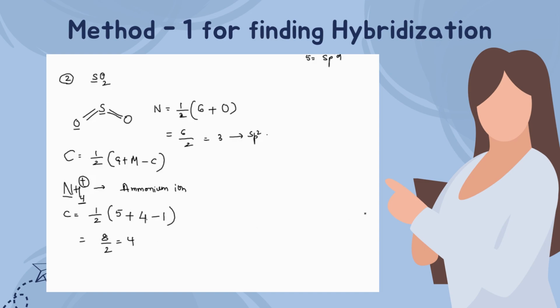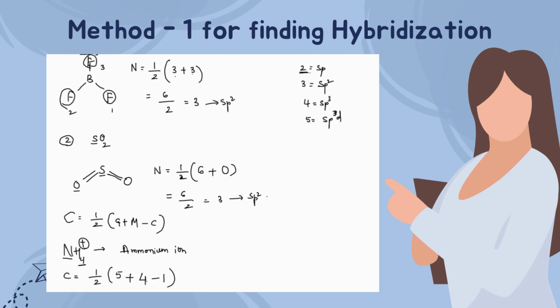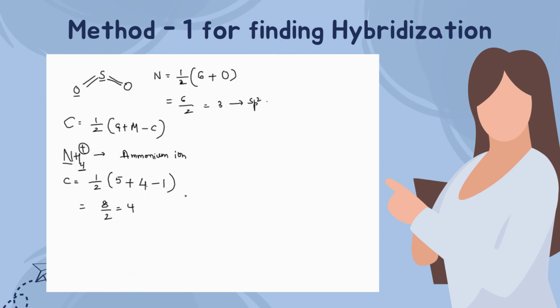As we have calculated above, if the value is equal to 4, then the hybridization is sp3. So the ammonium ion's hybridization is sp3. The same way, if there are no monovalent atoms in the molecule, what do we need to do? How can we calculate? Let us take one such example like NO2 plus. What is NO2 plus called? Nitronium ion.